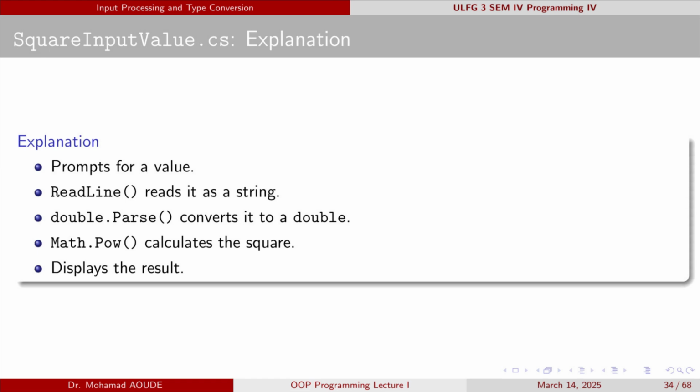The previous example ties together everything we've learned about user input and calculation. We prompt the user to enter a value, use ReadLine to capture it as a string, then convert it to a double using double.Parse. Finally, we square the number with Math.Pow and display the result. It's a full cycle: input, parsing, computation, and output, very typical in real-world programs.